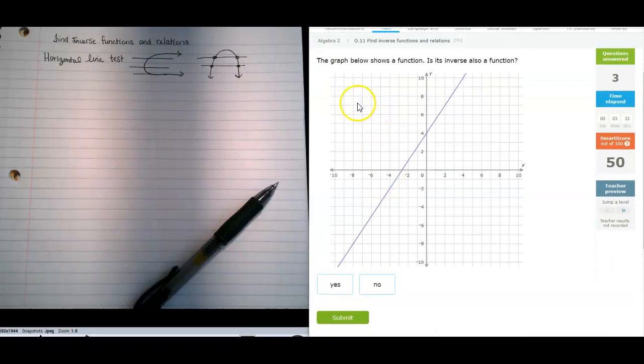Now let's look at this one. We have a linear function. If I draw a horizontal line here, or here, or here, or here, that horizontal line does not hit this function in more than one spot. So its inverse is definitely a function.